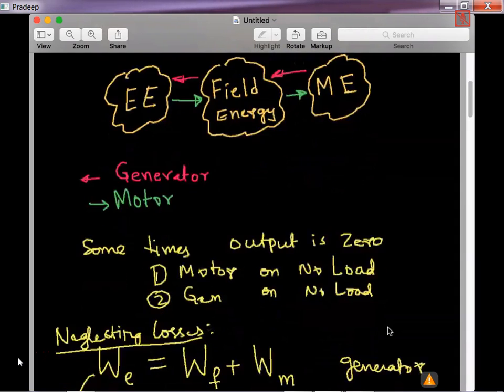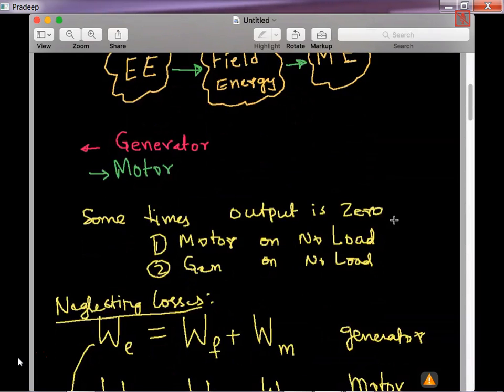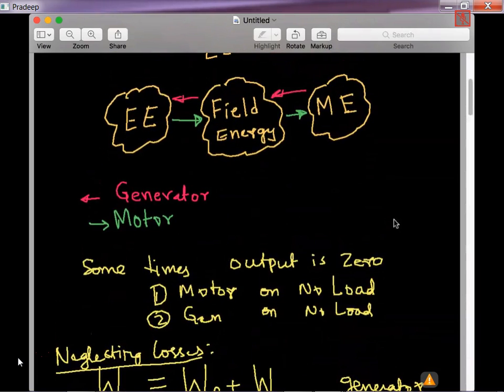Sometimes the output is zero. That means if you consider the motor at no load, then the mechanical energy may be zero, so the entire electrical energy is converted into field energy. Similarly, sometimes the generator is on no load. That means there is no electrical output, so the entire mechanical input energy is stored in the field. So these types of things are possible.